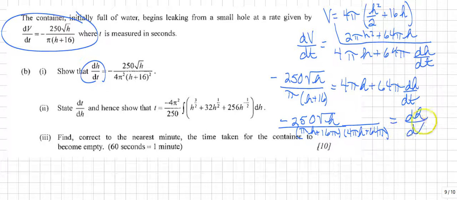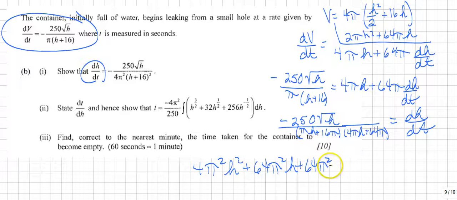Well, we've got dh dt, we just have to make it look like theirs. The numerator's done. Now, how can we make the denominator look like that? Well, I think I'll just FOIL out that denominator. So first times first is 4 pi squared h squared. The outers is going to be 64 pi squared h. The inners is going to be 64 pi squared h. And last times last is 16 times 64 pi squared.